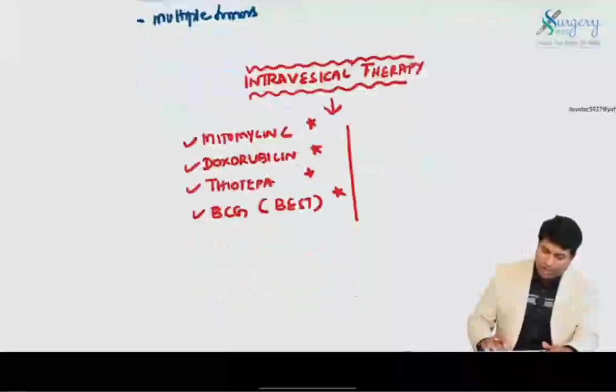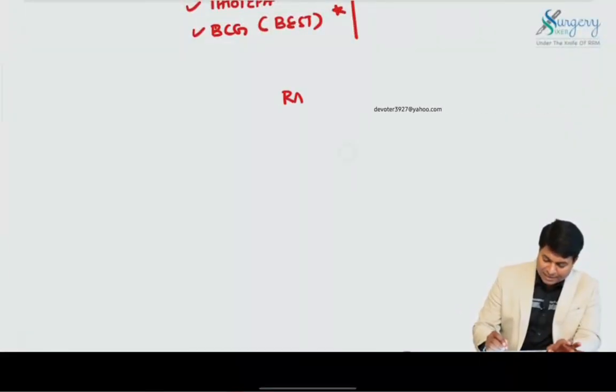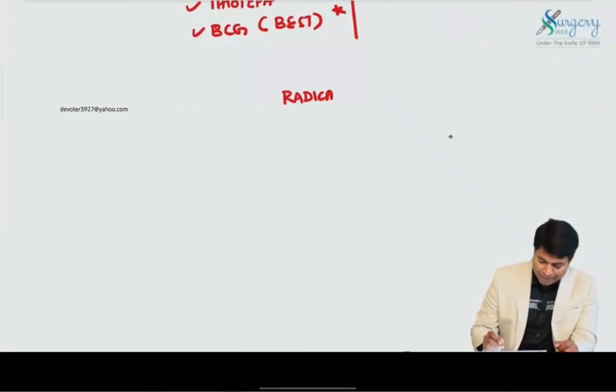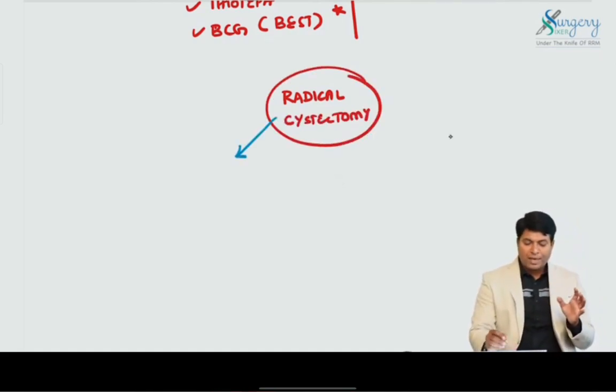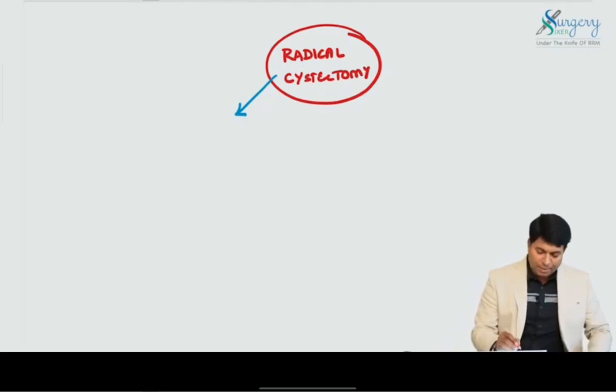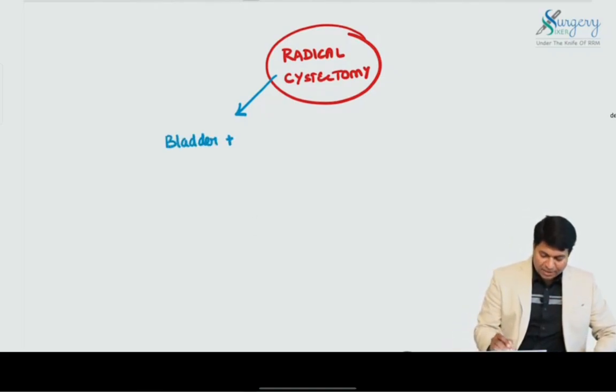Now at this point, in this topic, I want you to know about radical cystectomy and reconstruction procedures. You must know radical cystectomy and reconstruction in detail. In a radical cystectomy operation, what are the structures removed? I told you for radical nephrectomy; similarly here you must remember: the bladder with surrounding fat should be removed.